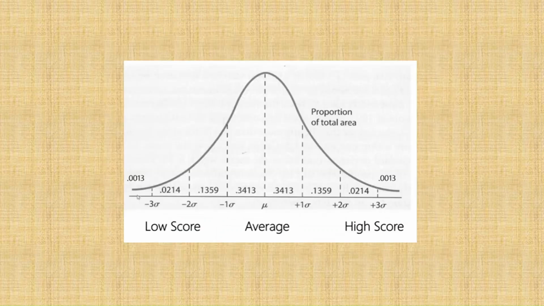In the illustration, we can say that 68.26% of the observations are 1 standard deviation to the left and right from the mean, 27.18% of the observations are 2 standard deviations to the left and right from the mean, 4.28% of the observations are 3 standard deviations to the left and right from the mean.